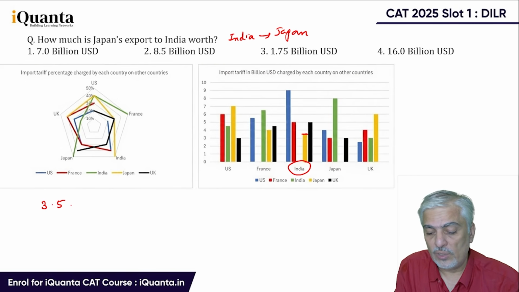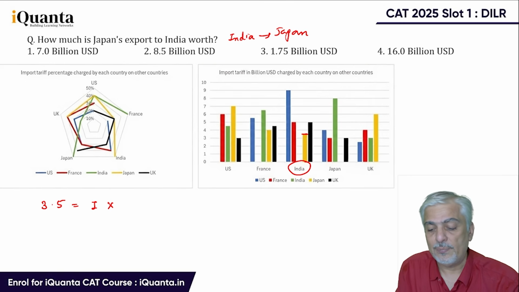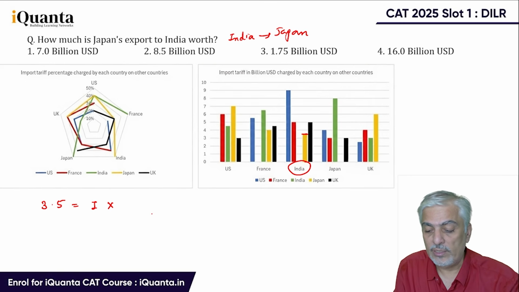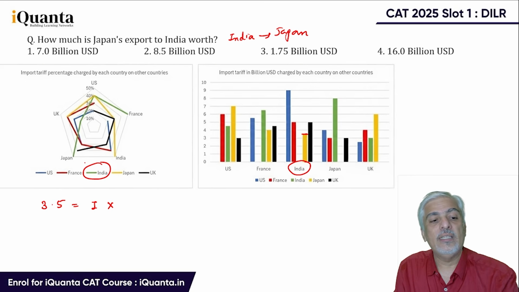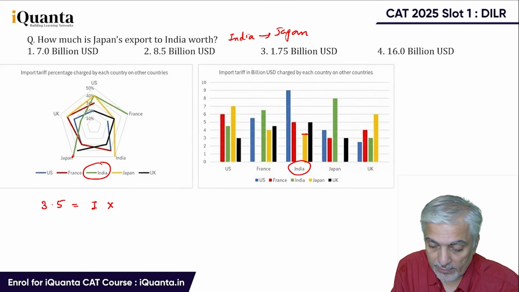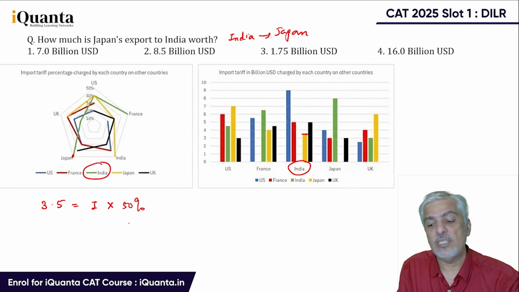So I want to find the imports now. Okay. So 3.5, for the first question, I'll show you the calculation slightly longer. 3.5 is the import multiplied by the percentage. Now let's check India with Japan percentage. So India is what color over here? India is green. Now where is Japan over here? Over here. 50%. So 3.5 is imports into 50%. 50% is half. Goes on the other side.